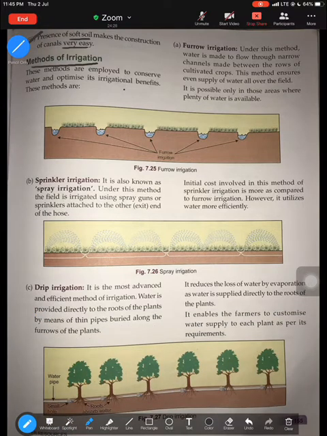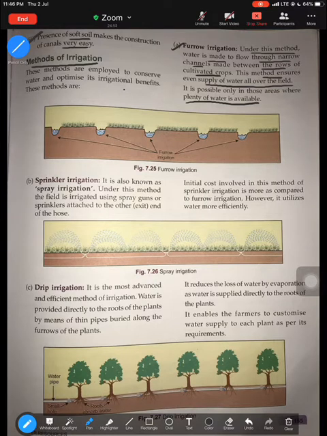There are many different methods of irrigation that are practiced in our country. The first is the furrow irrigation. What happens under this method? Under this method, water is made to flow through narrow channels made between the rows of cultivated crops. This method ensures even supply of water all over the field. It is possible only in those areas where plenty of water is available. So you need plenty of water to practice this irrigation.